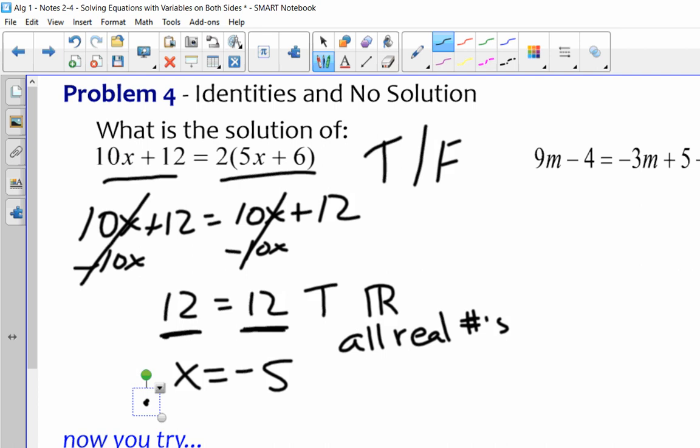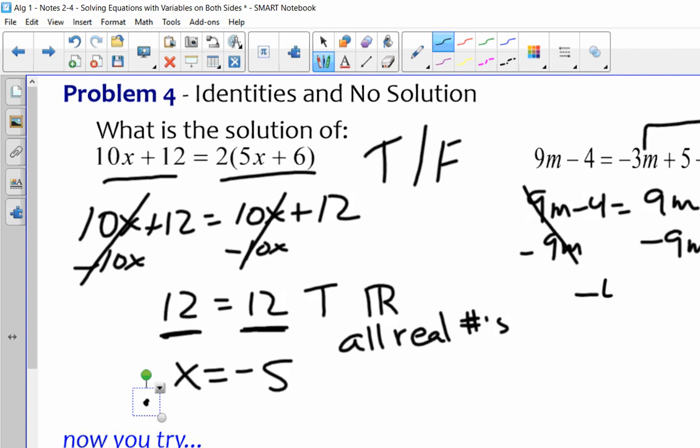All right, if you get something like this, I can gather some like terms over here. So I'm going to do that. So negative 3m and 12m is 9m plus 5. I'm going to gather the variables to the same side. So I'm going to subtract 9m. They go away here, so that leaves me with negative 4. They go away here. That leaves me with just positive 5. Okay? So the variables have disappeared in both of these questions.